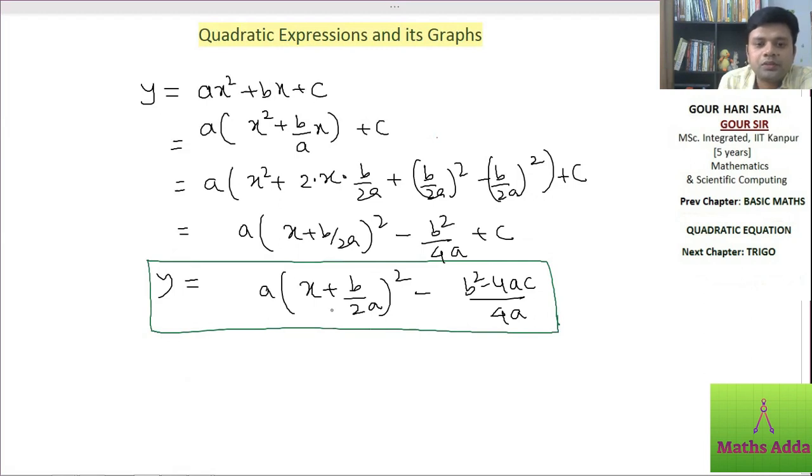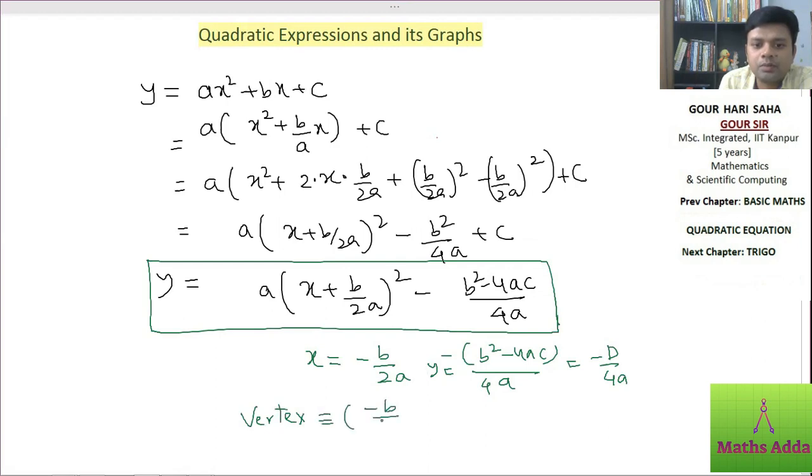Now what is vertex? Make the perfect square term 0. It gives vertex x is equal to minus b by 2a. And when you put x equal to minus b by 2a, what is the value of y? This becomes 0, it becomes minus of b square minus 4ac by 4a. This is the y value at that x equal to minus b by 2a. It is what? D. So it is minus D by 4a. So vertex is minus b by 2a comma minus D by 4a.